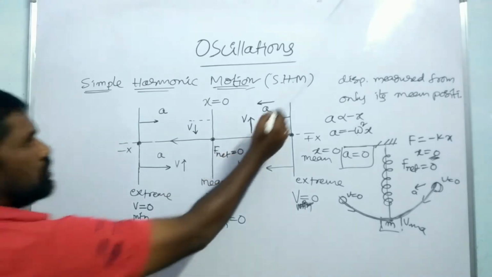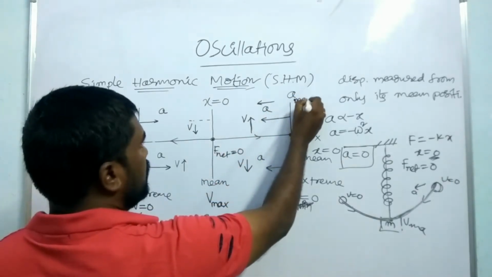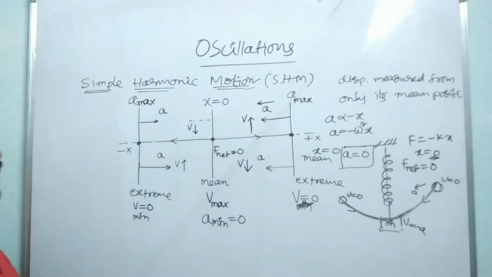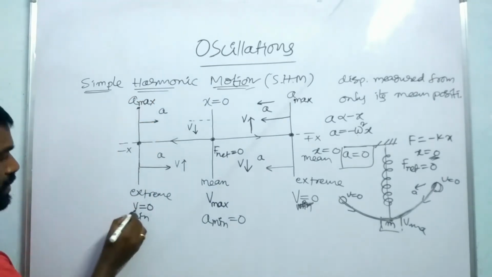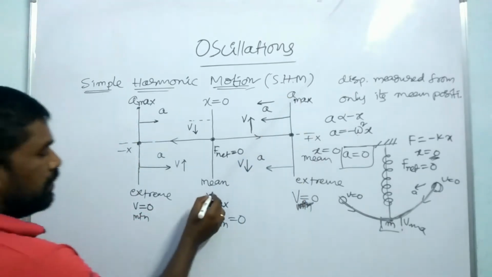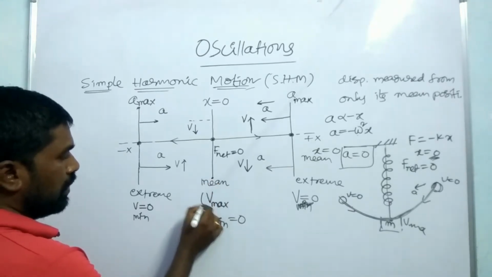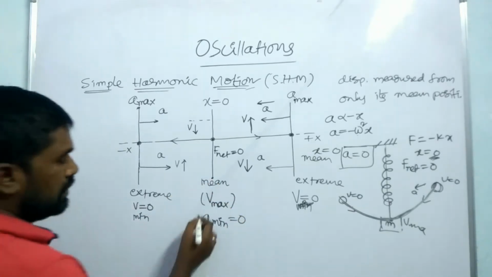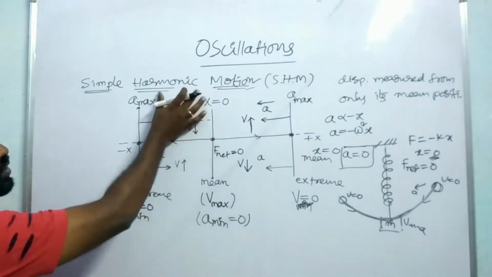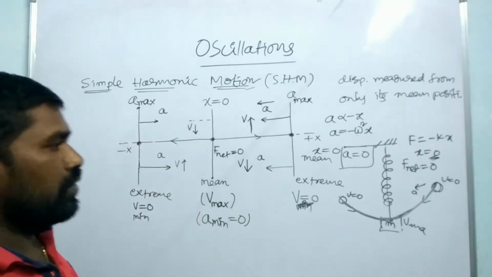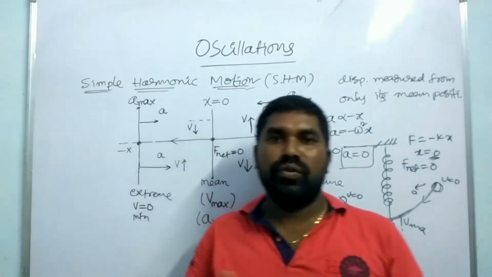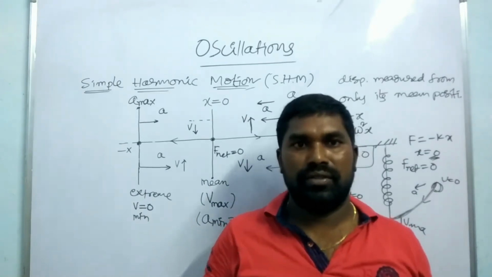Then at the extreme positions, a is maximum. At the extreme position a is maximum, but at the extreme position velocity is minimum. At the mean position, the velocity is maximum, but the acceleration is minimum, that is equal to 0. So these are the variations of simple harmonic motion, whenever the particle moves from the mean position to extreme and extreme to mean position. Clear?